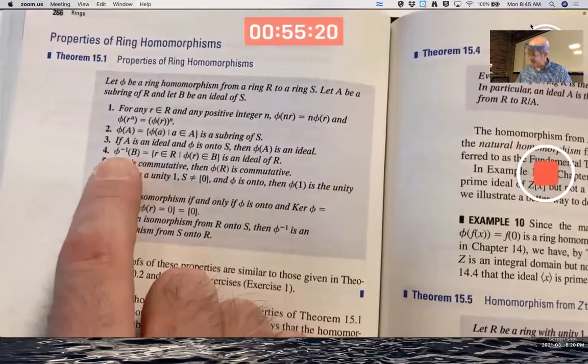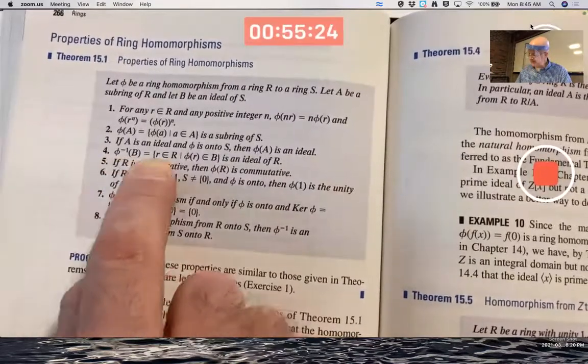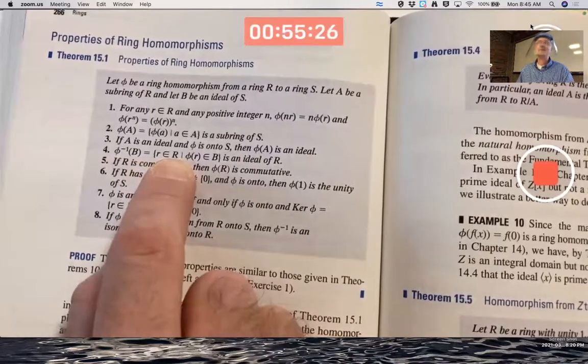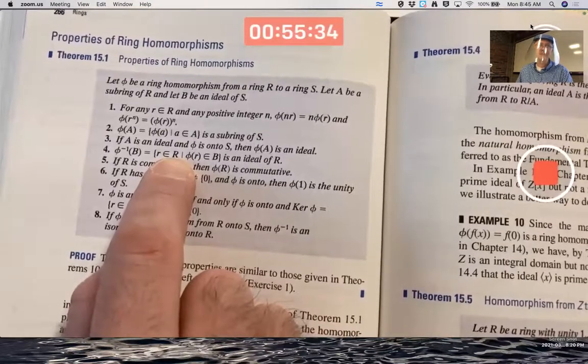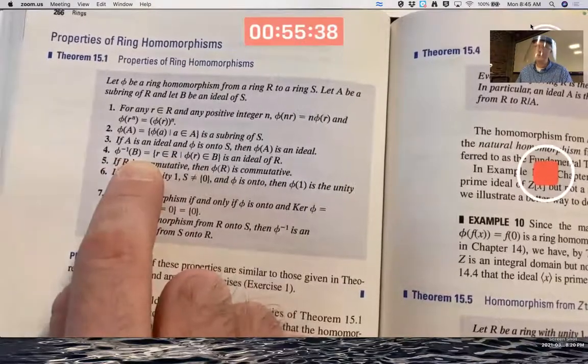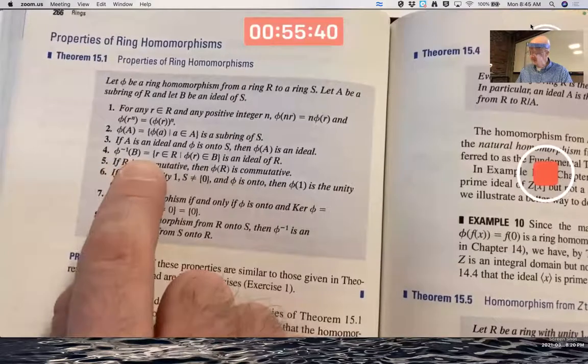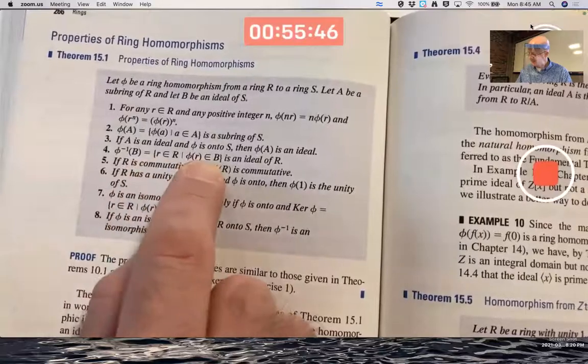Remember this? Inverse image, pre-image. You can write this symbol even if phi inverse does not exist, which if phi is not a ring isomorphism, technically phi inverse doesn't exist. But you can still use this notation, and people do. The inverse of B is called the inverse image or pre-image of B under phi. It's everything in R that gets mapped into B.